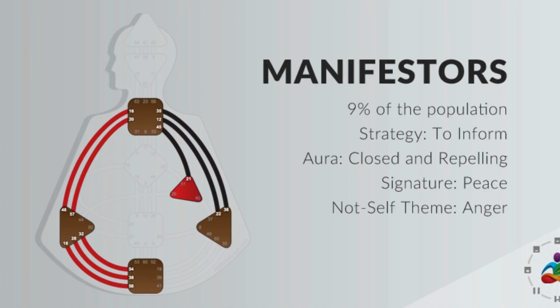A manifestor's actions always impact those around them, creating a ripple effect. The manifestor has a powerful aura that can feel rather dense and closed off, keeping others at a distance. It acts as a barrier to the outside world to protect the manifestor's independence and need to be self-contained. When you are not living out of your true nature, you are primarily dealing with anger.